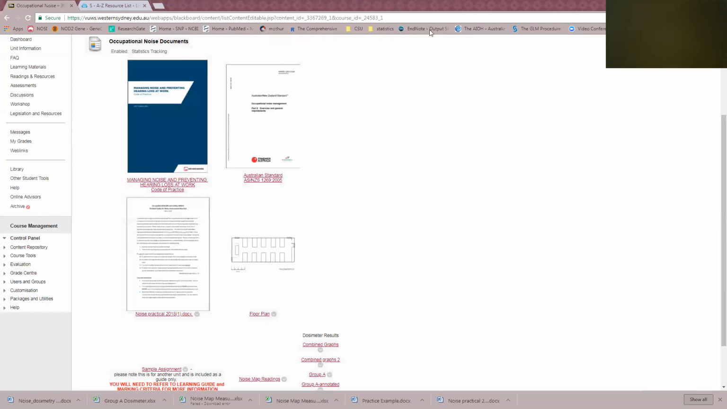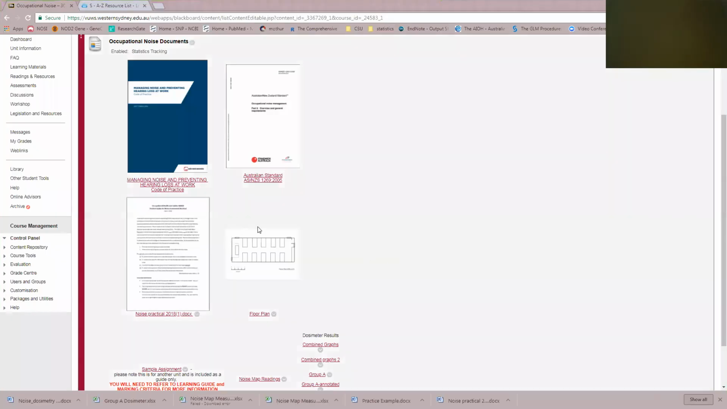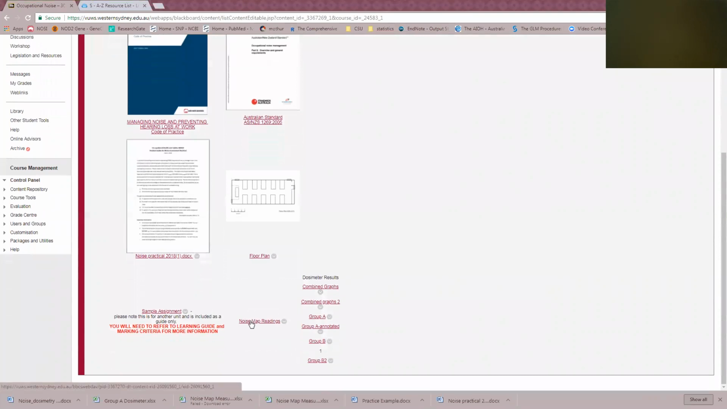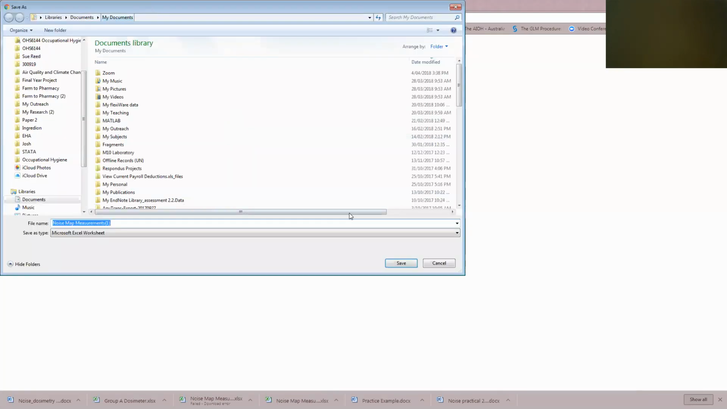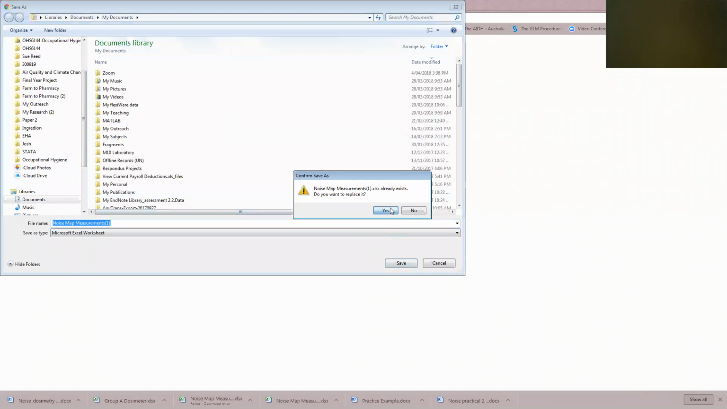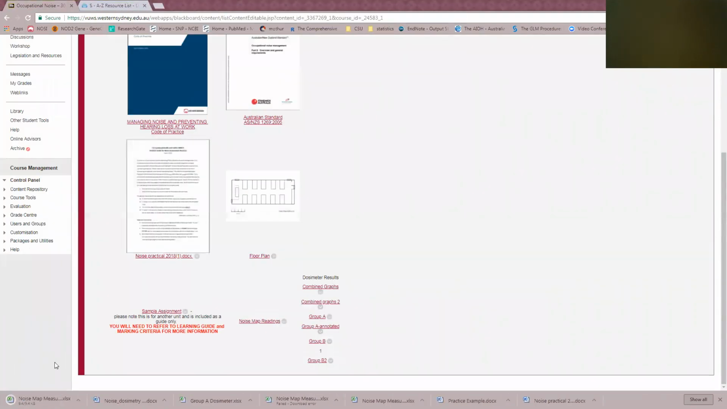I'll just pause that for the moment. My apologies for that. So we have the floor plan, which is where you add in all your data. So this is going to become one of the figures in your report that you will be discussing as to what's happening and what may need to be done about it. The noise map readings, another essential part. These are the readings that will go into that floor plan.